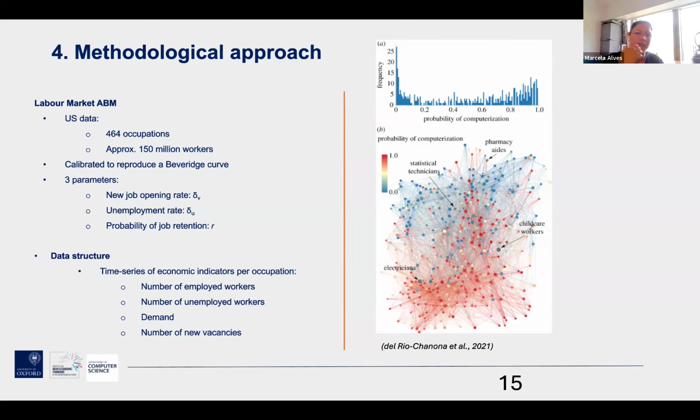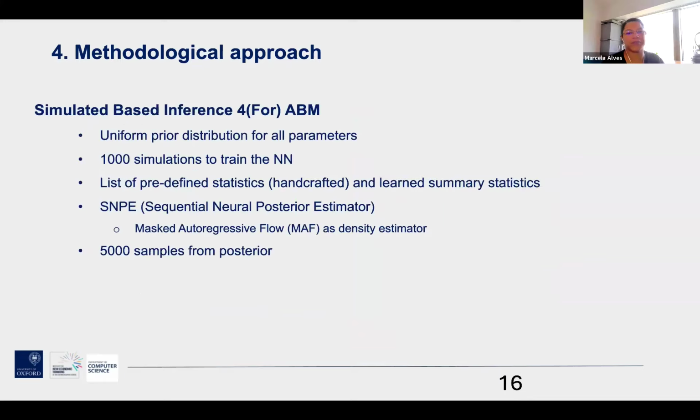We don't need to go into the details of this shock, but again, this is an ABM for the labor market, and the paper discusses what happens when some of these occupations are taken by computers or by algorithms.